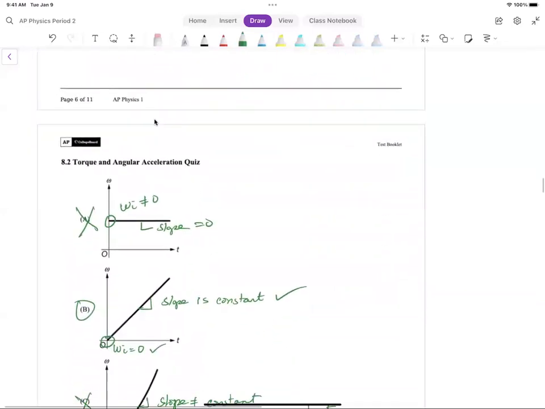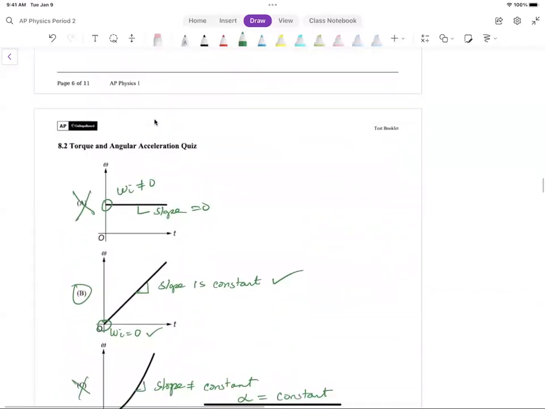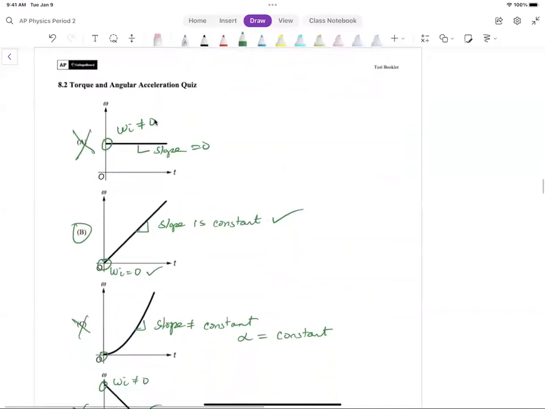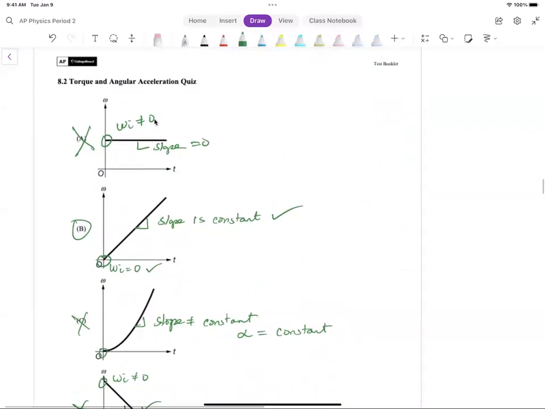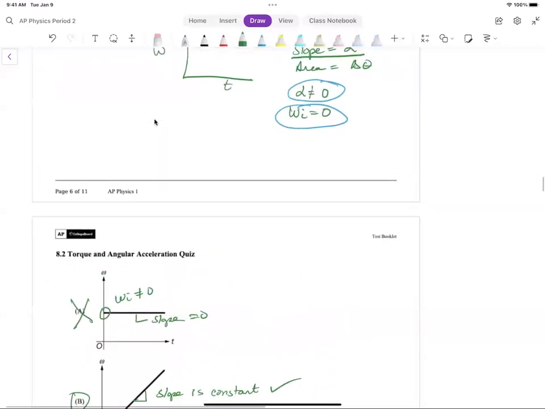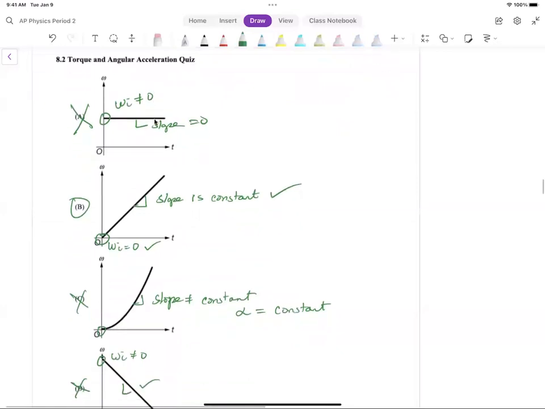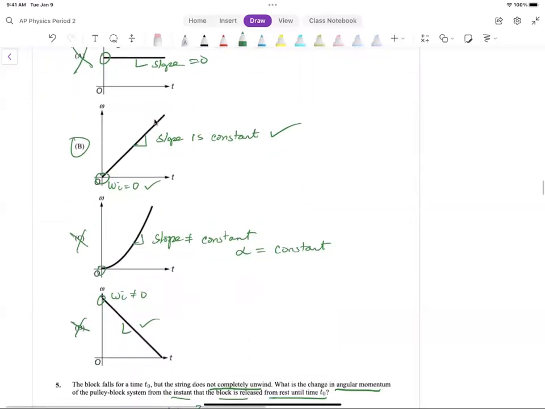So let's look at all the options. A cannot be correct, because the initial angular velocity does not equal 0 in this graph. Plus the slope is equal to 0. We know the slope has to be something other than 0. B, the initial angular velocity is 0 and the slope is constant, which is great because acceleration should be constant. That is the answer, but let's go look at C.